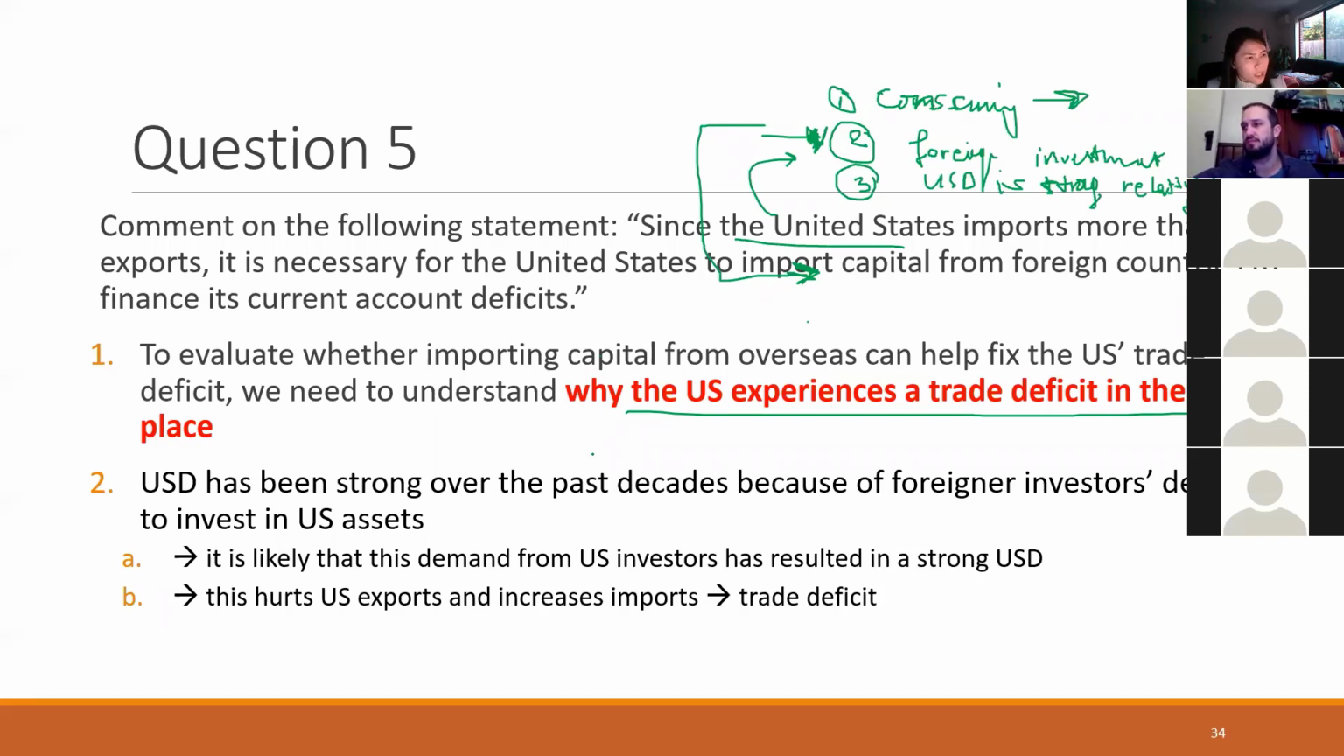So as we mentioned before, when you have a high foreign investment in the US economy, your US financial assets become very expensive, okay? The implication is that as more people demand your USD, it makes your USD more expensive, and that actually hurts your trade deficit even more, because now it's even harder for you to export, because your goods are very expensive.